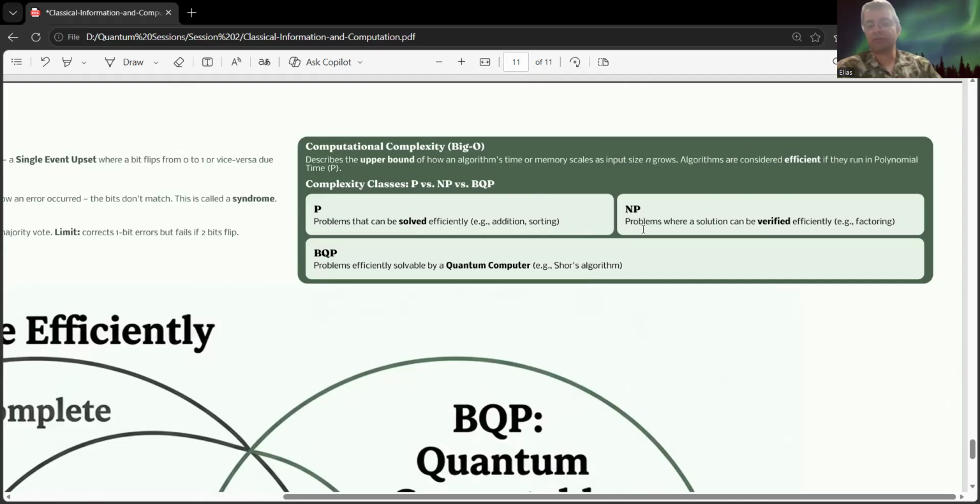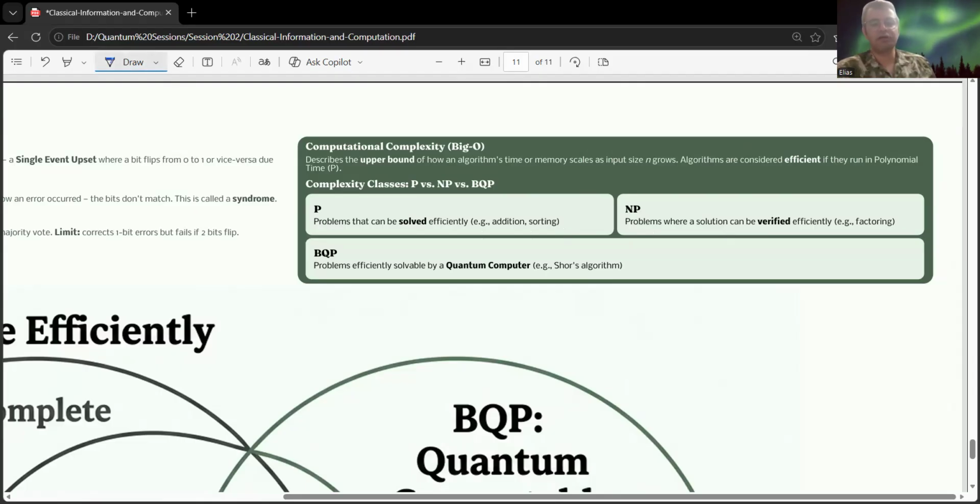And NP problems are problems where you can verify the solutions very fast, but it's hard to do the opposite, which means that if I ask you to find the solution, it would be very hard. But if I tell you to verify it, it is easy. One of them is factoring.